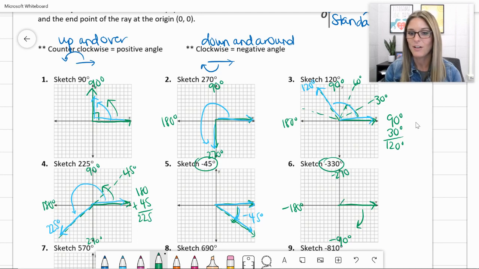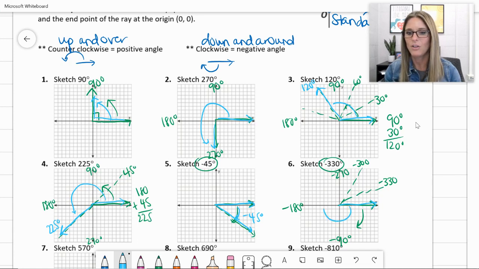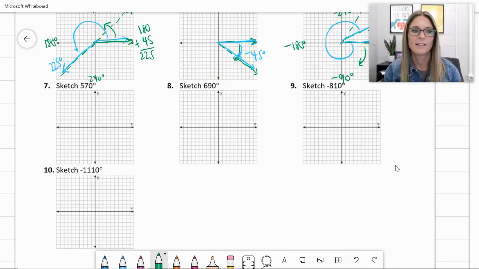Now, we talked about a third of each quadrant is 30 degrees. So if I add another 30, that'll be negative 300. And another negative 30 would make negative 330. So what we're doing, starting at standard position, rotating all the way around and almost completing a circle to get to negative 330 degrees. Number 7, sketch 570.